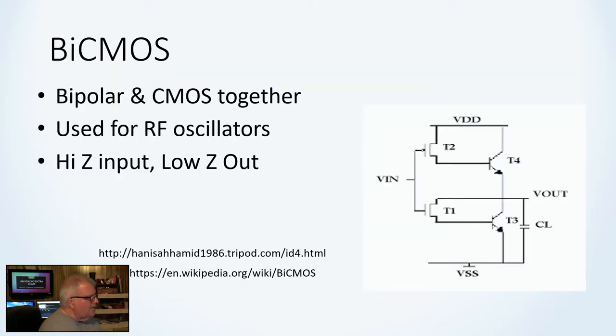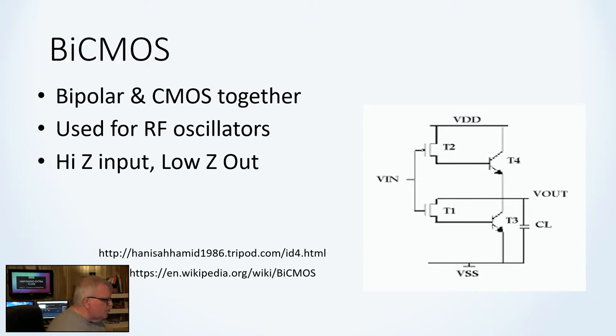There are combinations of bipolar and CMOS. Here's a pictorial where you have field effect transistors on the inputs and bipolar transistors in a totem pole on the output. They have high impedance inputs and low impedance outputs because field effect transistors are high impedance devices. Bipolar transistors are low impedance devices.